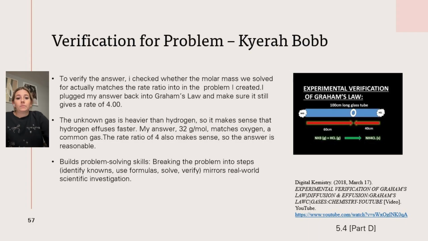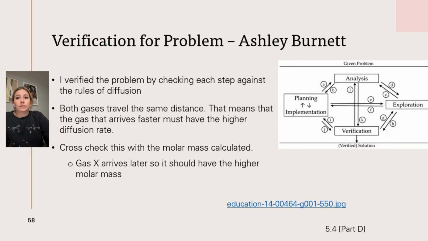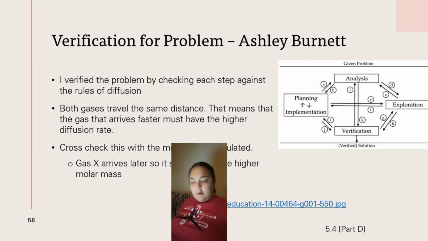Verification for my problem. To verify it, you're going to check each step against the rules of diffusion. Both gases travel the same distance. That means that the gas that arrives faster must have a higher diffusion rate. When you cross-check this with the molar mass calculated, gas X arrives later, so it does have the higher molar mass.